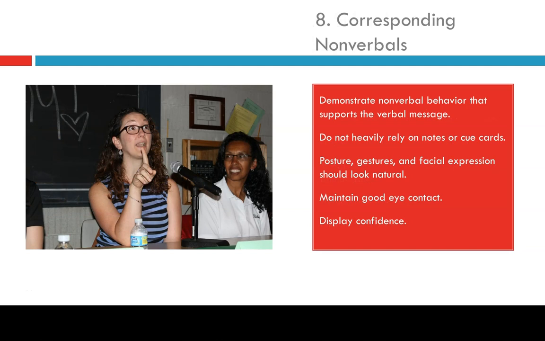Competency number 8, corresponding nonverbals. Number 8 on the list of competencies is to demonstrate nonverbal behavior that supports the verbal message. An advanced speaker has posture, gestures, facial expression, and eye contact that are natural, well-developed, and display high levels of poise and confidence.